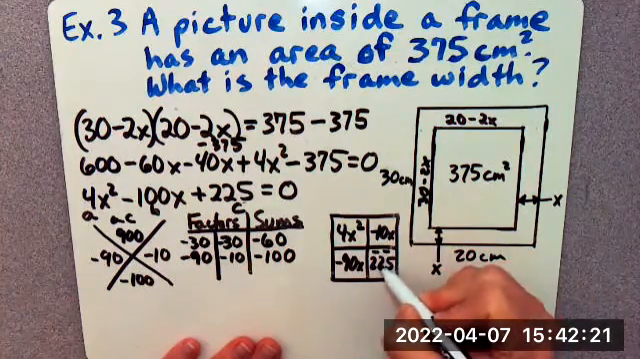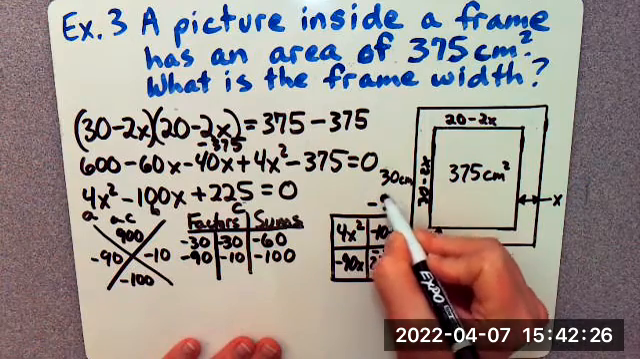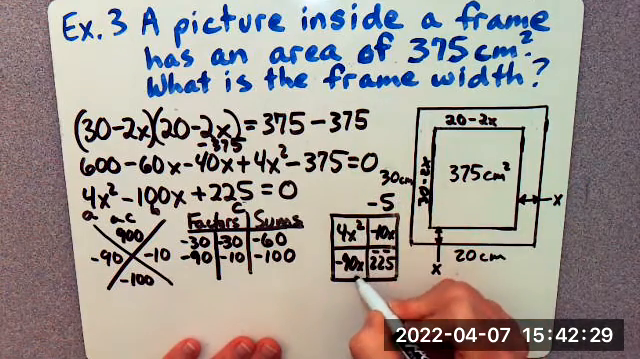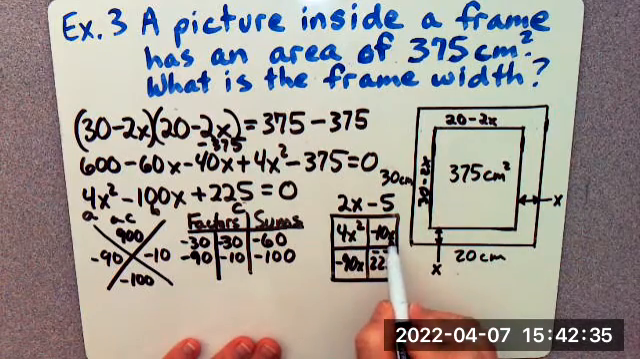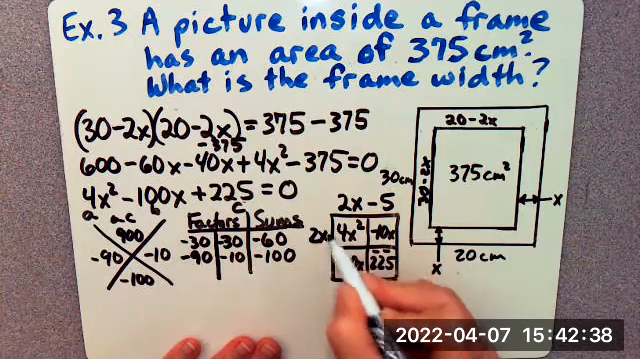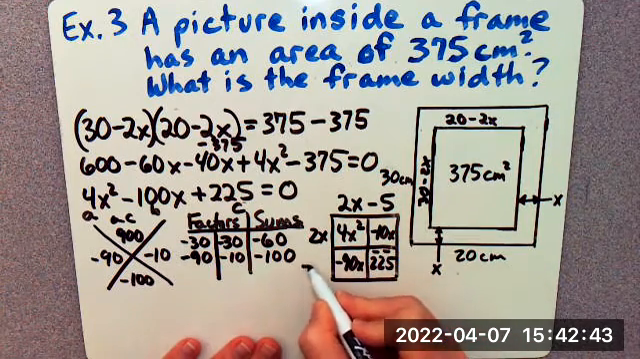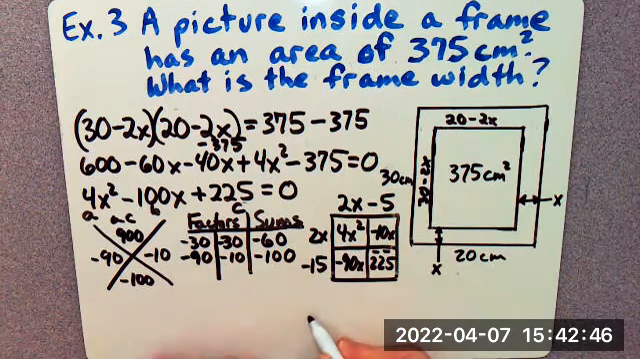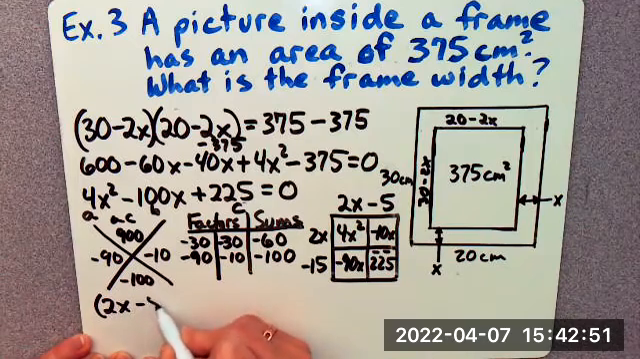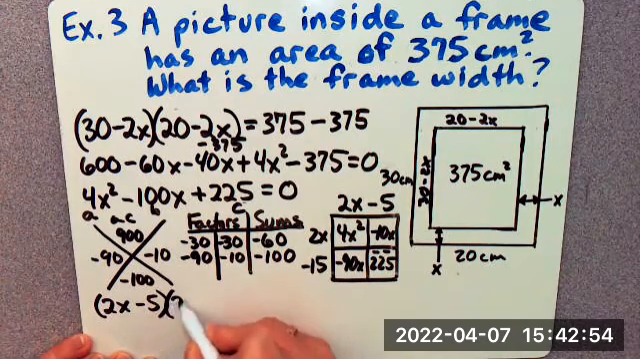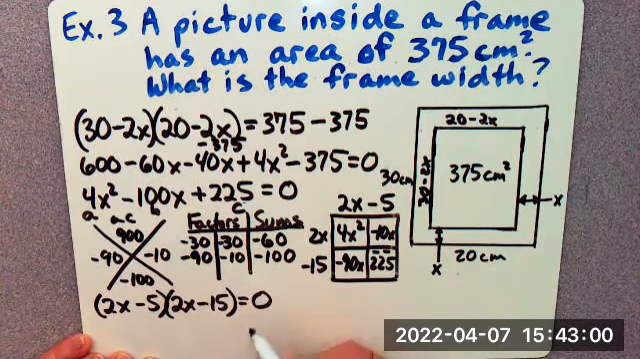So negative 10 and negative 225 have a negative 5 in common. 4x squared and 90x have 2x in common. 4x and 10x also have a 2x in common. And 90x and negative 225 have a negative 15 in common. So we just found how it factors. 2x minus 5 times 2x minus 15. And that's going to equal 0.